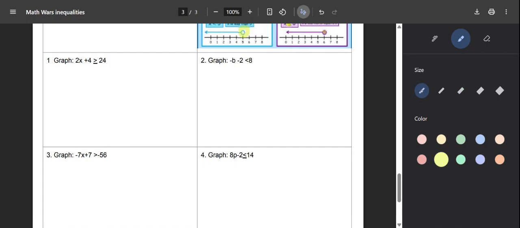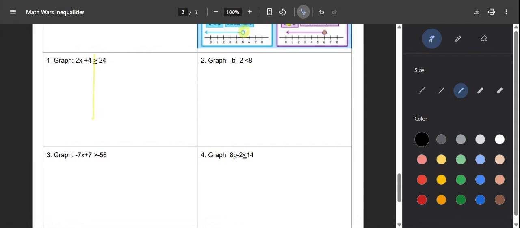So we are asked to graph 2x plus 4 is greater than or equal to 24. In order to do that, we have to solve it. So we're going to draw a line through the inequality symbol. There we go. And this is just like solving a two-step equation.